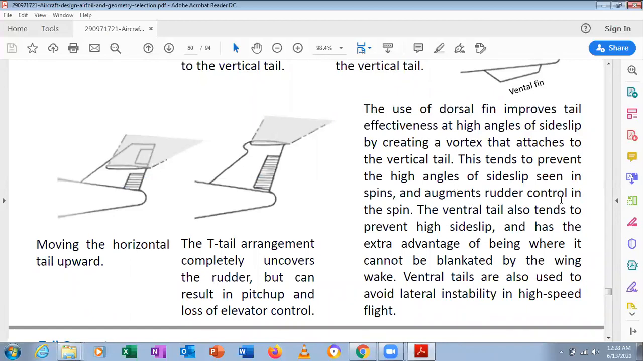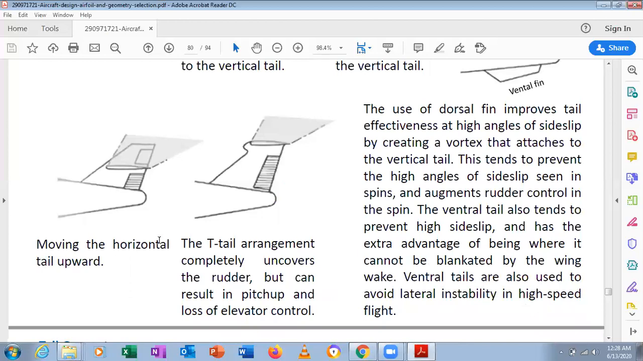It augments rudder control in the spin. The ventral tail also tends to prevent the high sideslip and has the extra advantage of being where it cannot be blanketed by the wing wake. So the ventral tail is also used to avoid lateral instability in high speed flight.